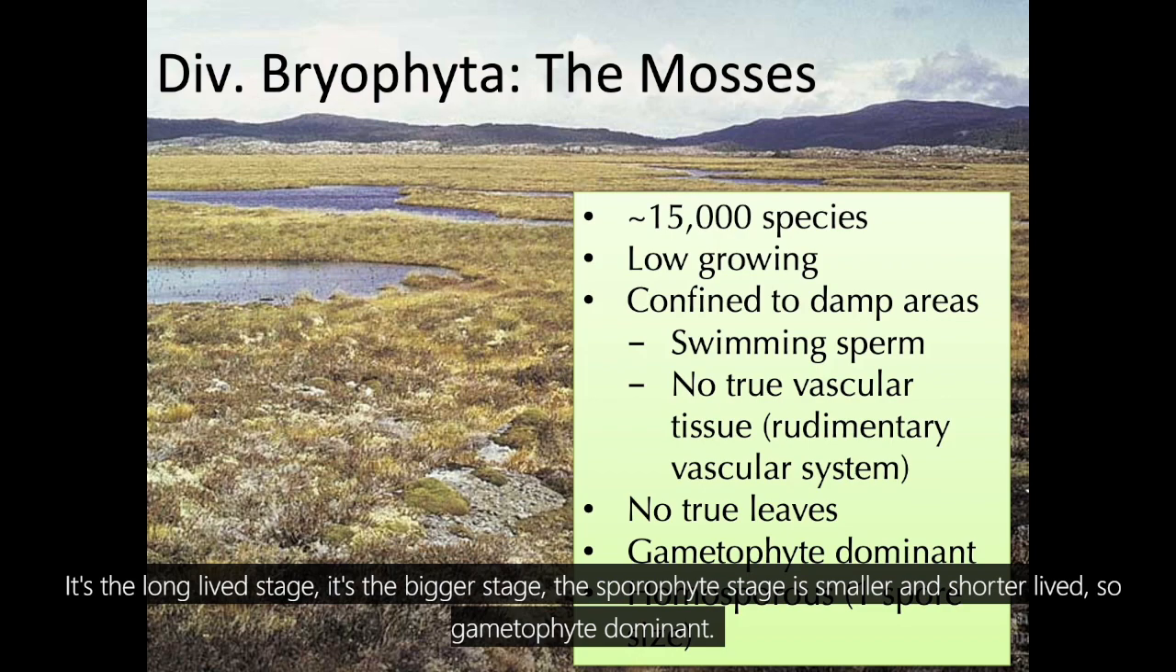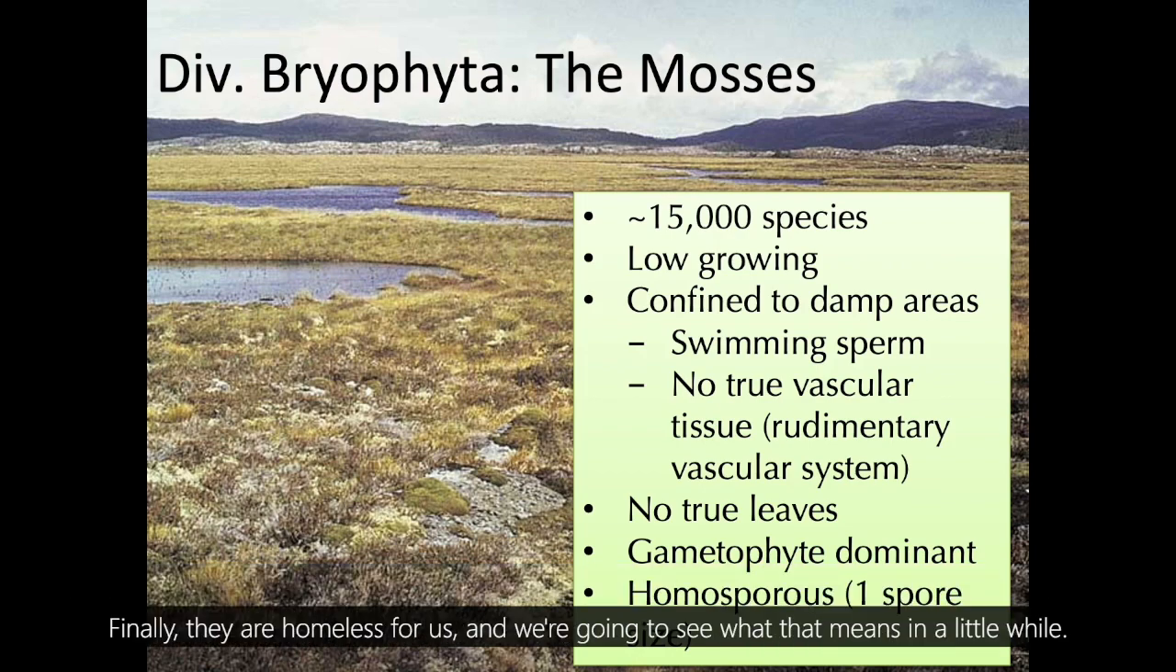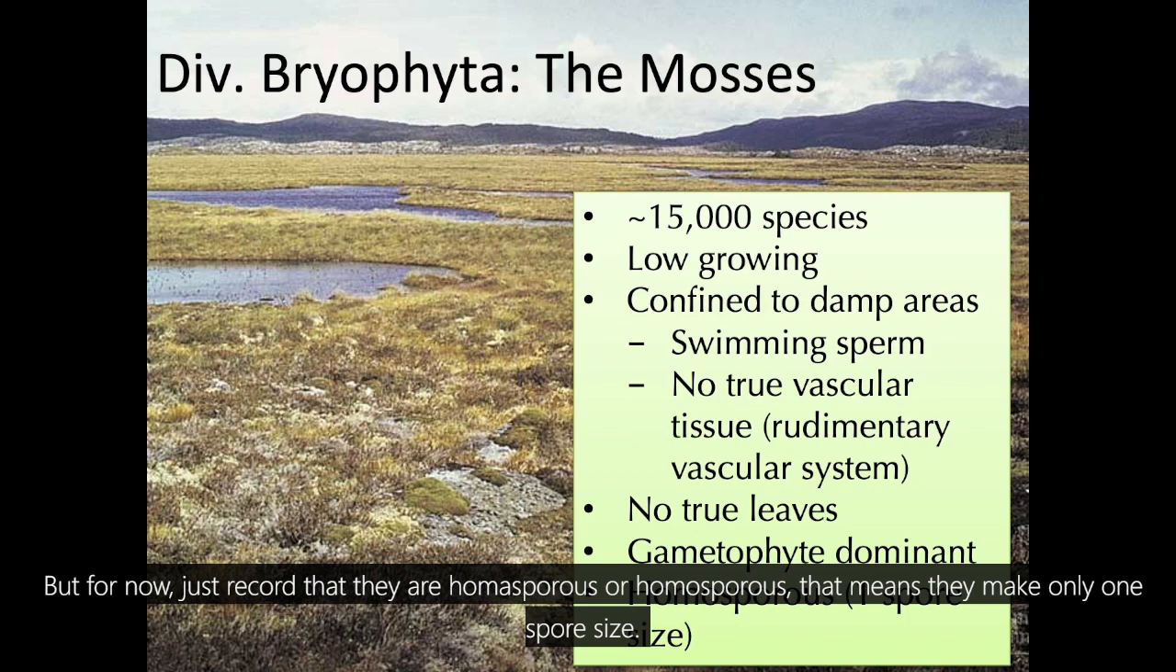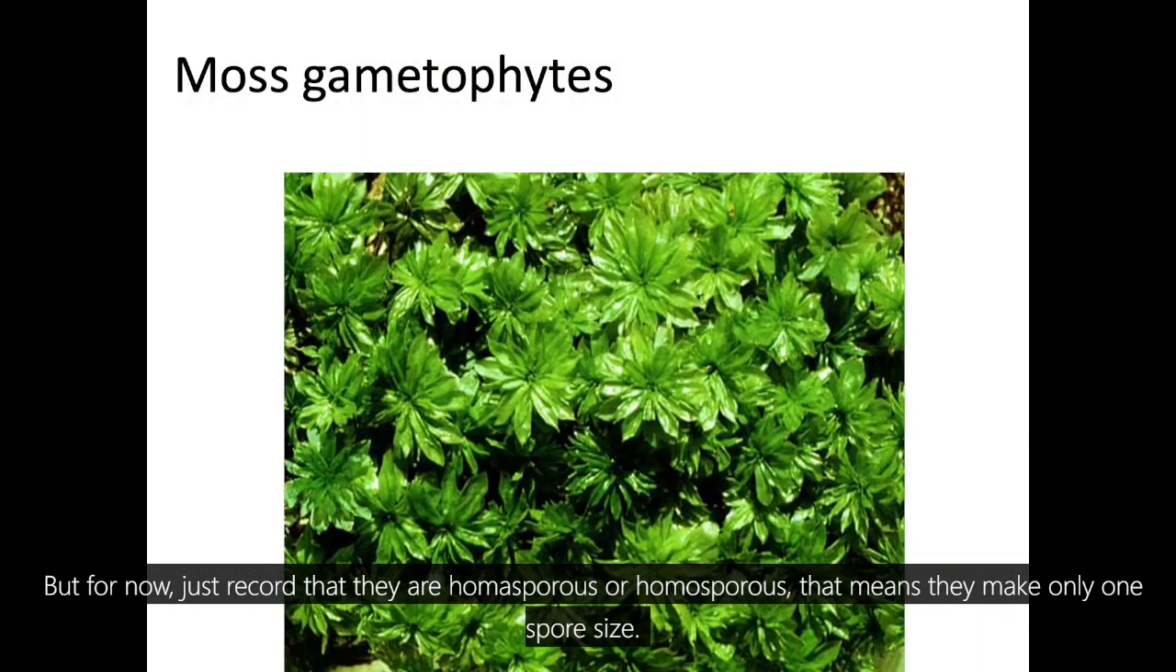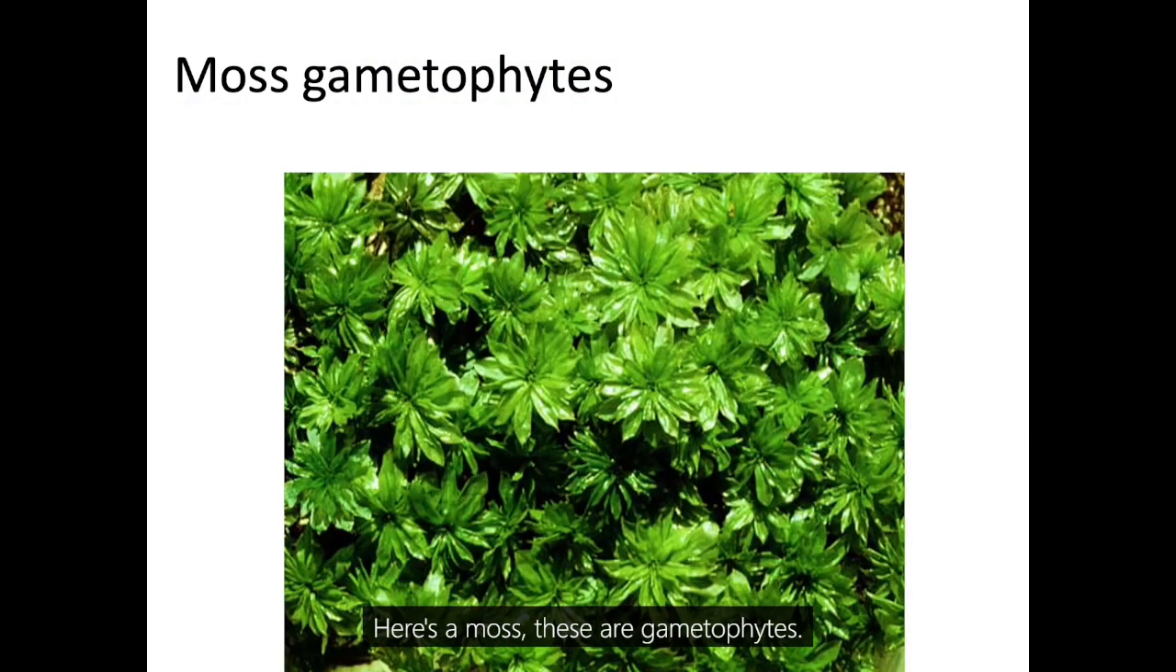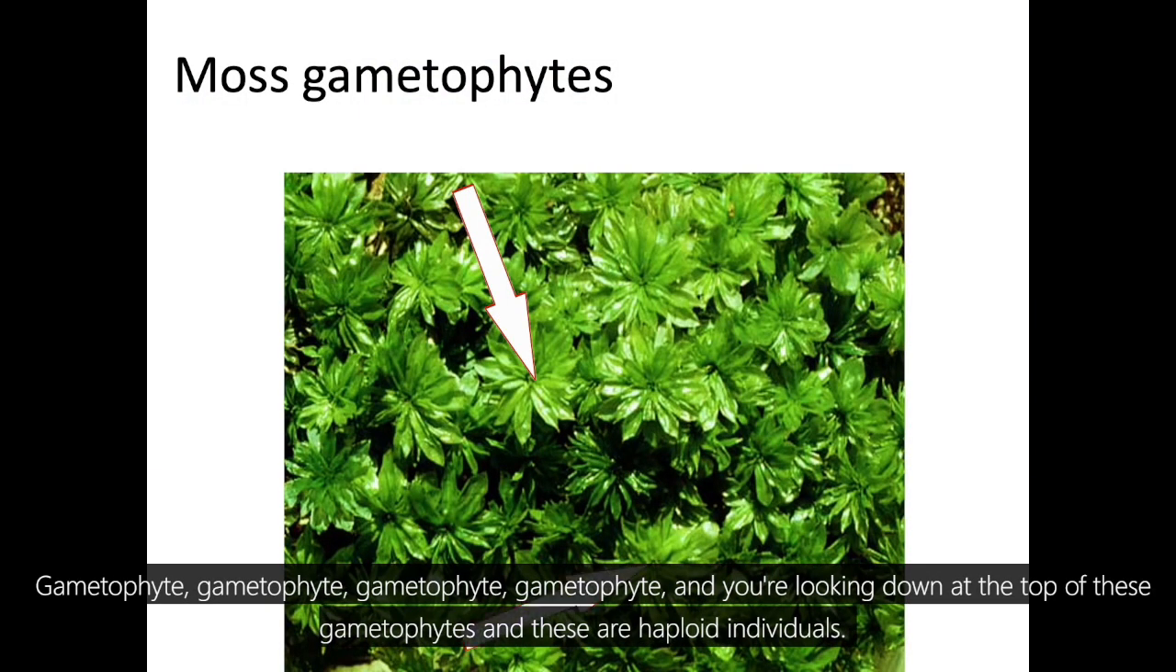So gametophyte dominant. Finally, they are homosporous, and we're going to see what that means in a little while, but for now, just record that they are homosporous. That means they make only one spore size. Here's a moss. These are gametophytes. Gametophyte, gametophyte, gametophyte, gametophyte, and you're looking down at the top of these gametophytes, and these are haploid individuals.